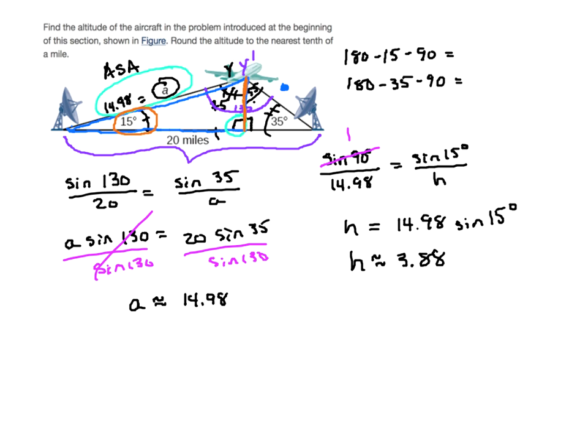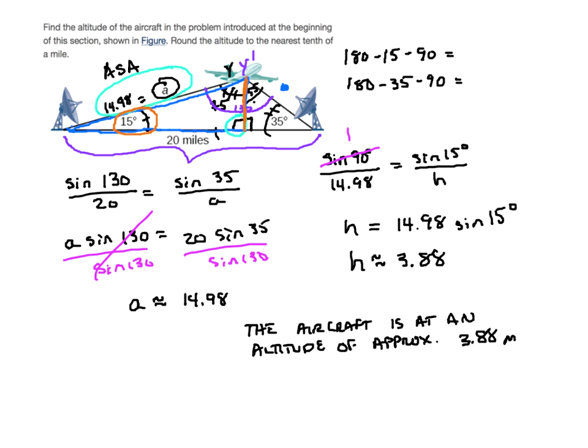H is approximately 3.88, and that means the aircraft is at an altitude of approximately 3.88 miles.